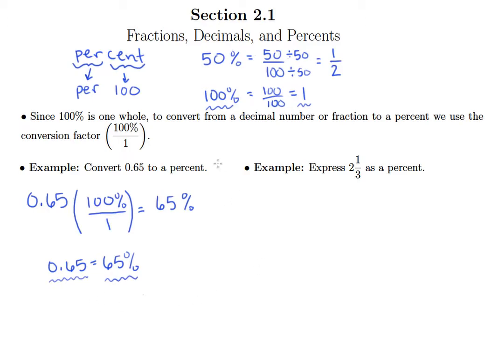All right, let's take a look at this example. The first thing I want you to notice is that we're going to express 2 and 1/3 as a percent. Now, if we look back up here once again, we know that 100% is equal to 1. And so since we have more than 1 in this number, we should expect to have a percentage that is more than 100%. And of course, this is possible. In some situations it doesn't make sense, but in many situations it does.